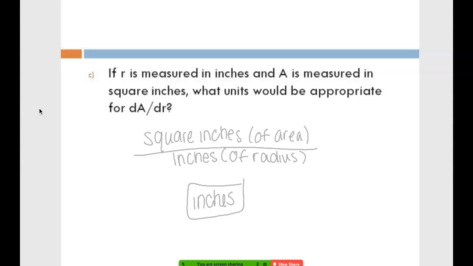If r was measured in inches and A was measured in square inches, what units would be appropriate for dA dr? So the derivative of A would be square inches. The derivative of r would be inches. So if you have inches squared divided by inches, you would be left with inches.